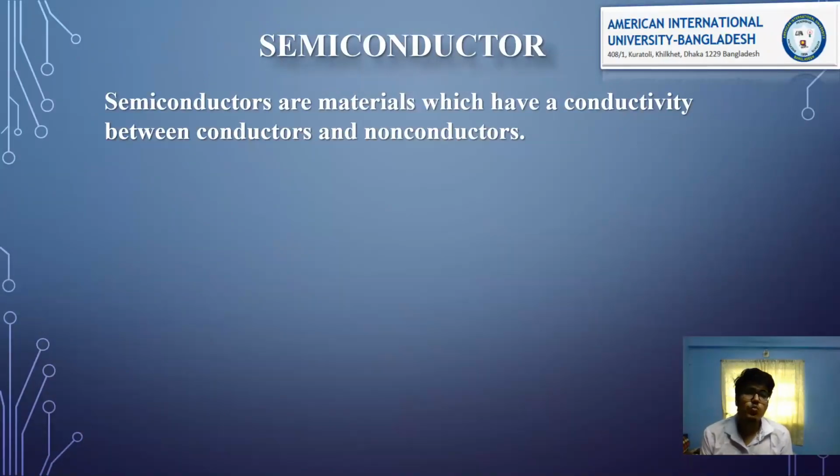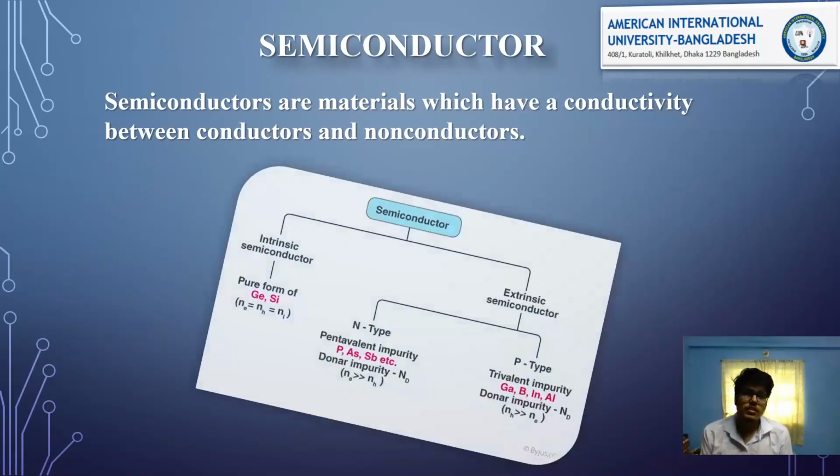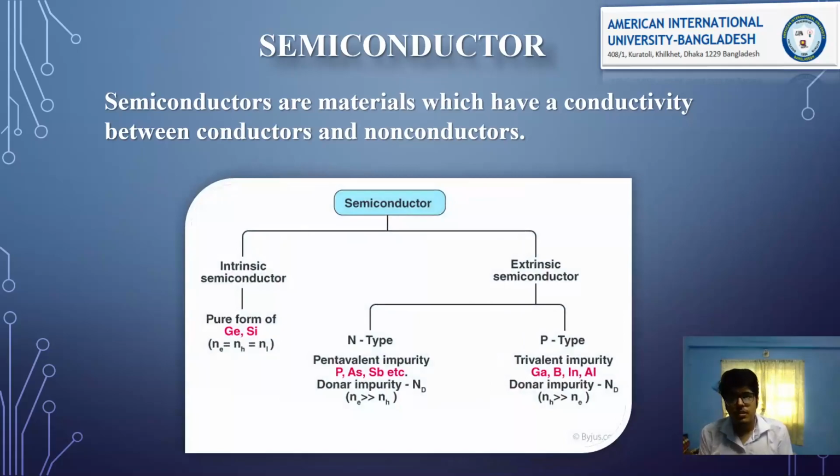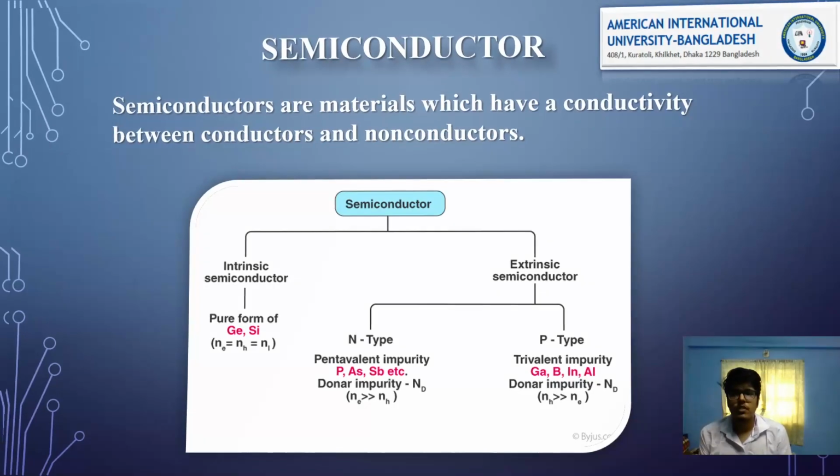Semiconductors are materials which have a conductivity between conductors and non-conductors. So there are two kinds of semiconductors. One is intrinsic semiconductor and the other is extrinsic semiconductor. We will talk about both of them, but at first we have to talk about intrinsic semiconductor.